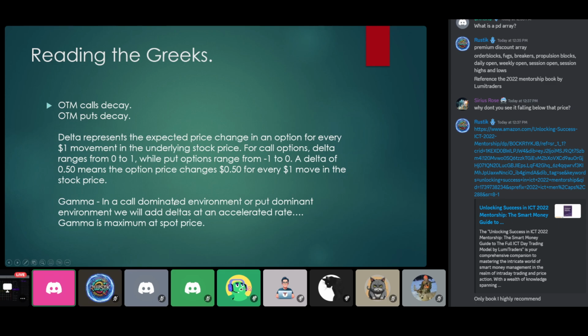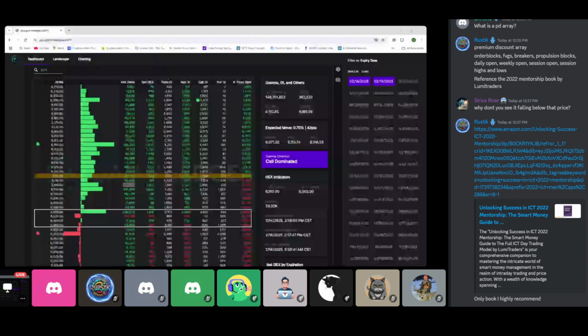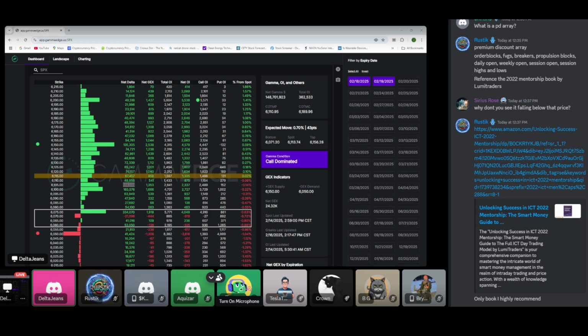So gamma, in a call-dominated environment, we will add deltas at an accelerated rate. Gamma is maximum at spot price. And why gamma is significant, if I'm going back to the chart itself, all right, can you guys still see the screen? The web app itself? Yeah, we got it.